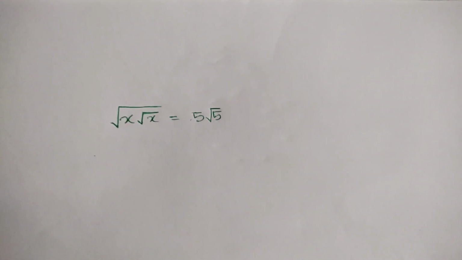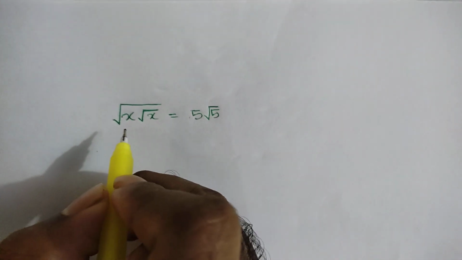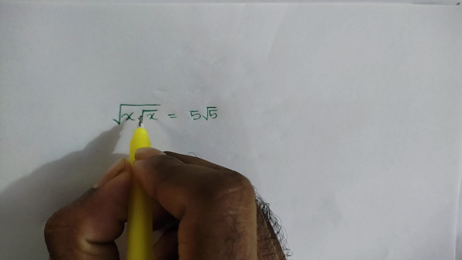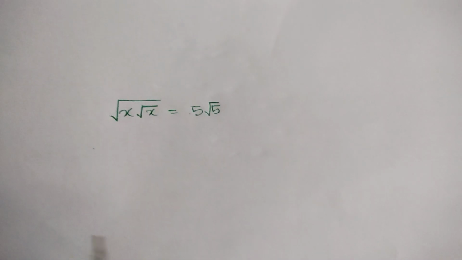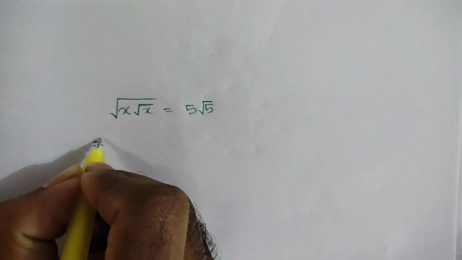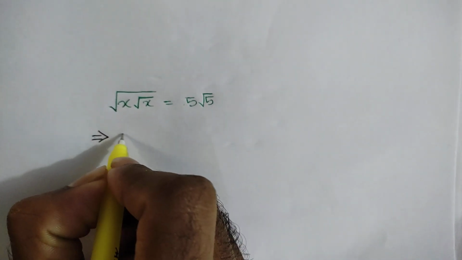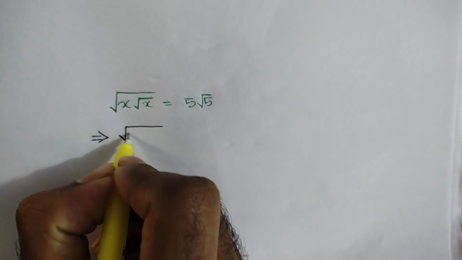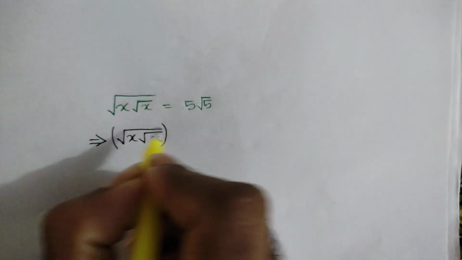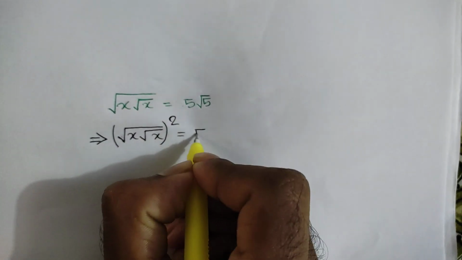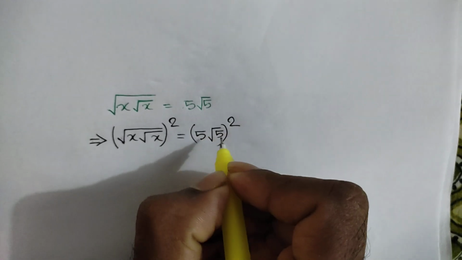Hi everyone, in this video I am going to show how to solve square root x times square root x is equal to 5 square root 5. Taking a square to both sides, we can write square root of x times square root of x, whole square, is equal to 5 times square root of 5, whole square.